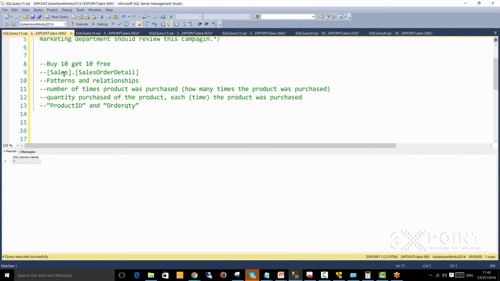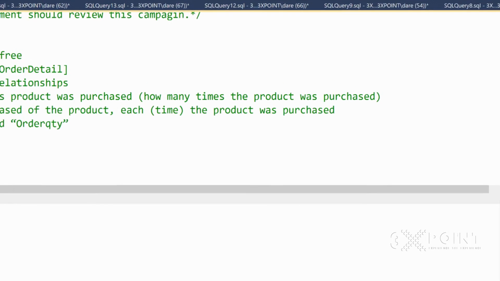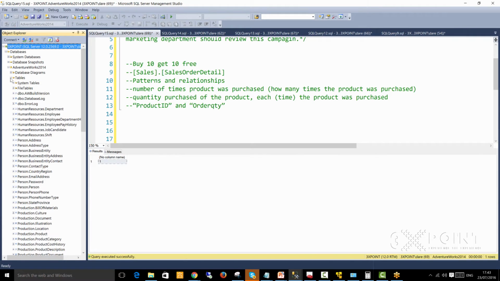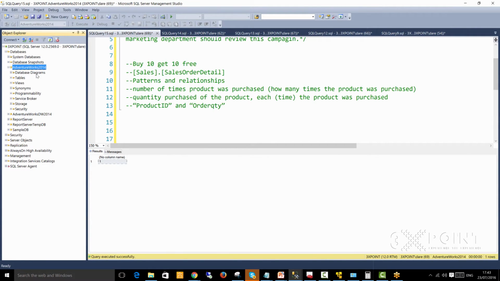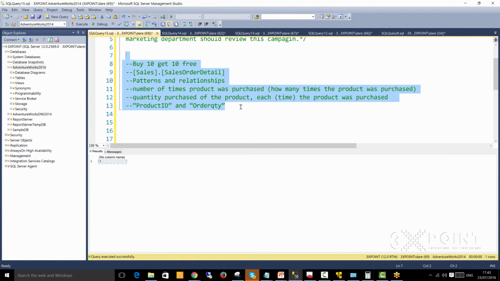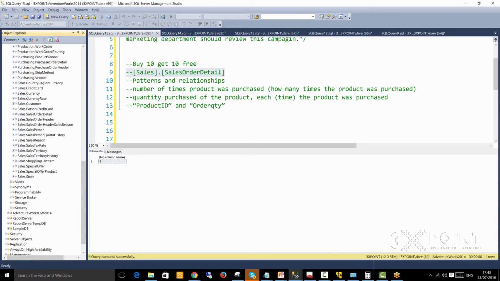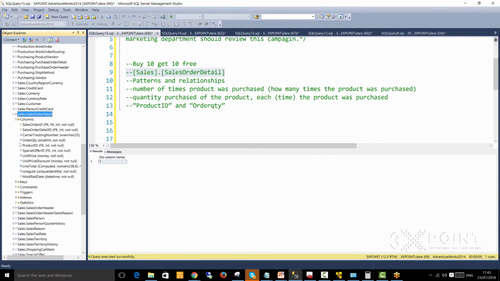So the actual query. Let me connect back into my database, and go into AdventureWorks. So we are in AdventureWorks, and we're able to slim down our requirement. The first thing is sales order detail. So let's go into the sales schema, and sales order detail. Let's have a look at the columns that we have there.